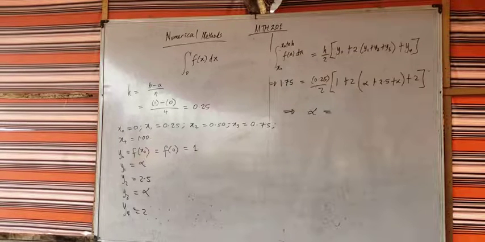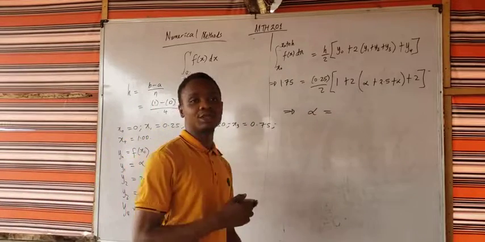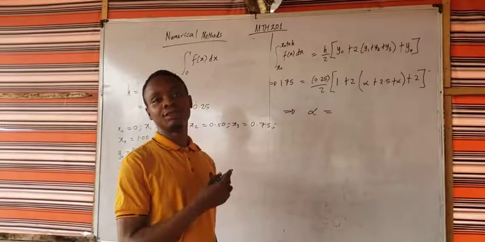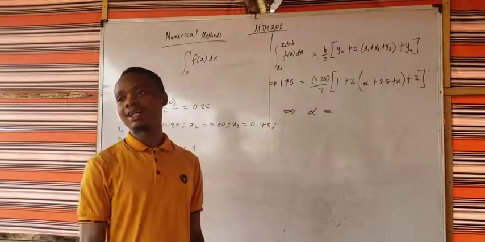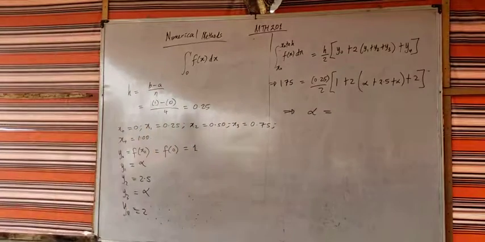So that's that. Go and practice all that. What did you get it to be? Alpha is what? 0.1875 for alpha. I got 1.57, sir. You'll get different answers. Check what you have done again.